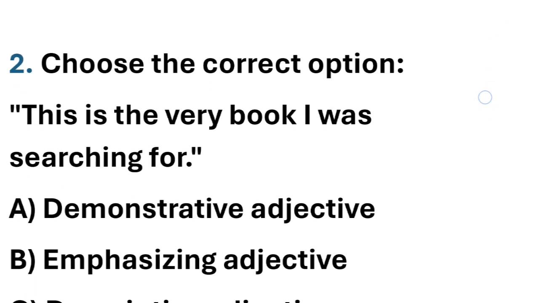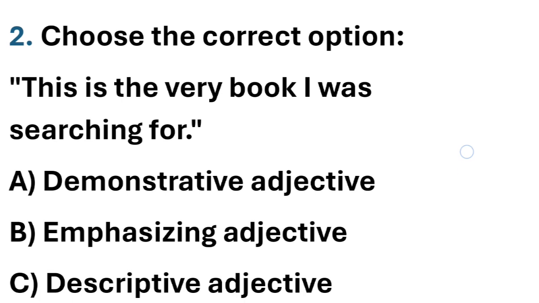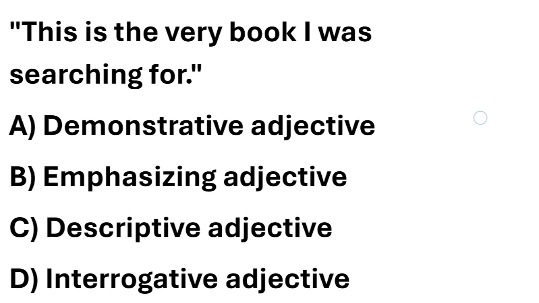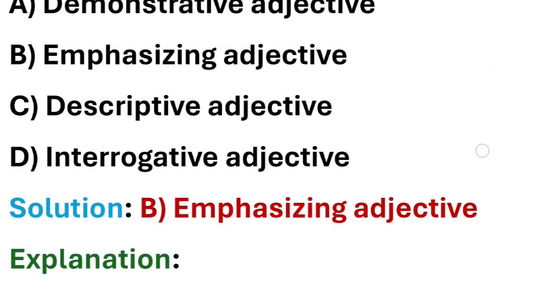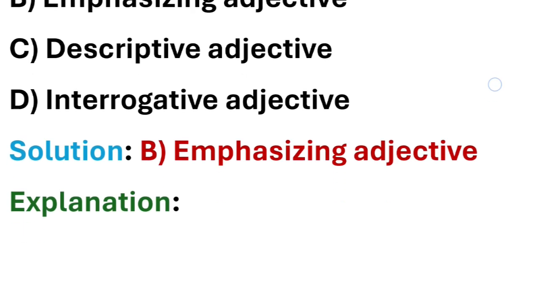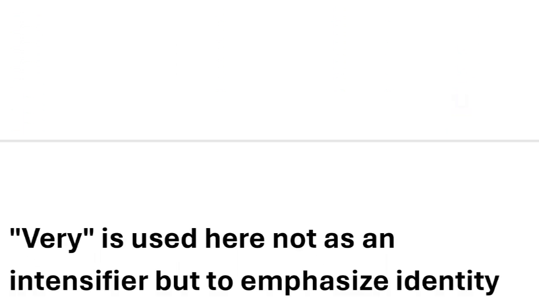Alright, now question 2 says, choose the correct option. This is the very book I was searching for. And you have to find which kind of adjective there is. Solution will be B, emphasizing adjective. This will be emphasizing adjective.